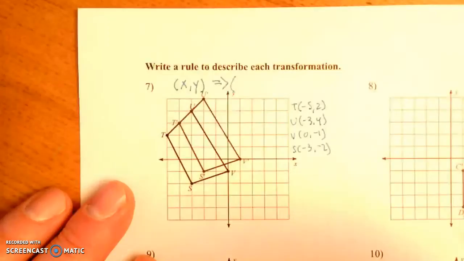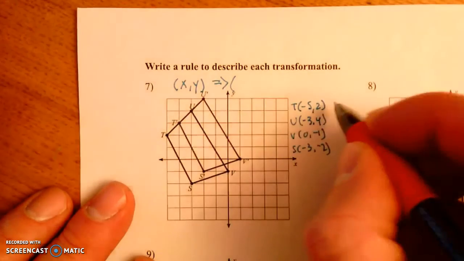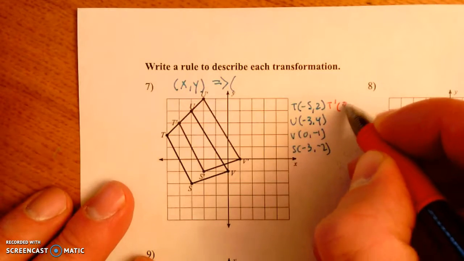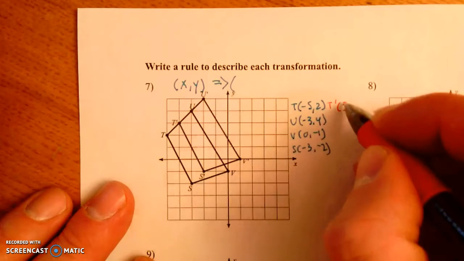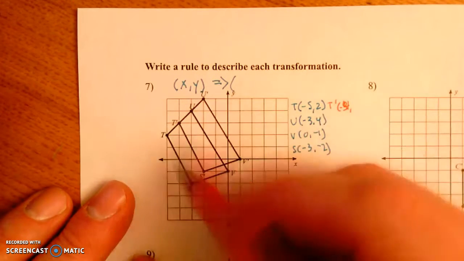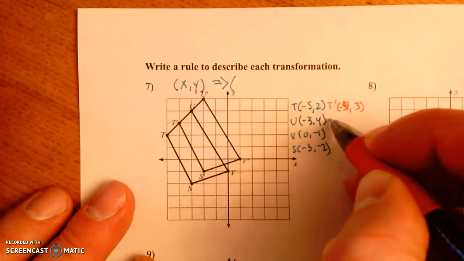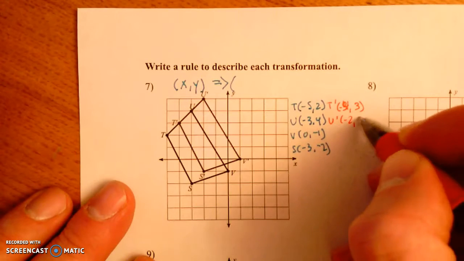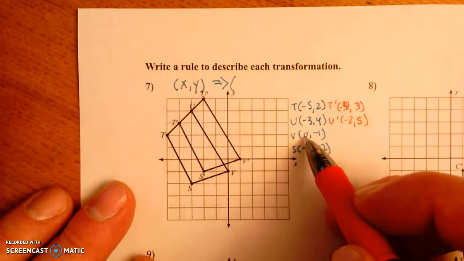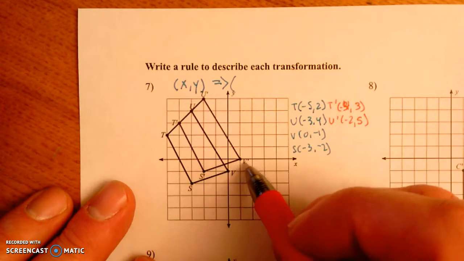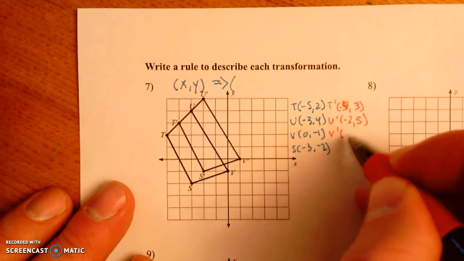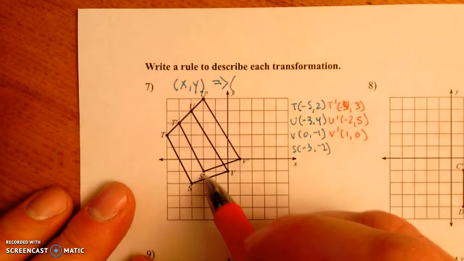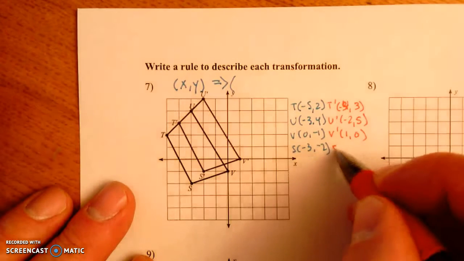And then we've got T prime, which is -4, +3. We've got U prime, which is -2, +5. We've got V prime, which is 1, 0. And we have S prime, which is -2, -1.